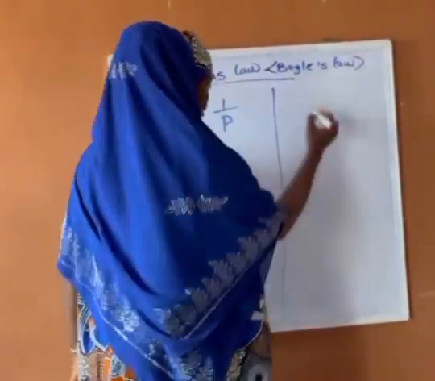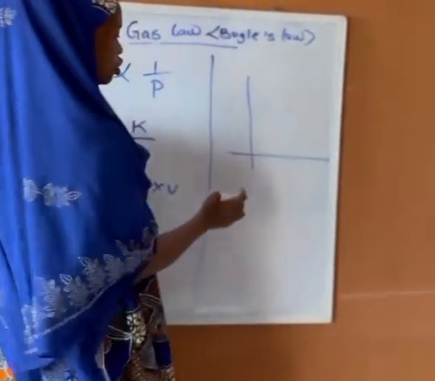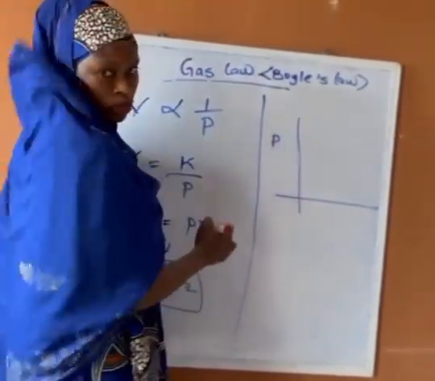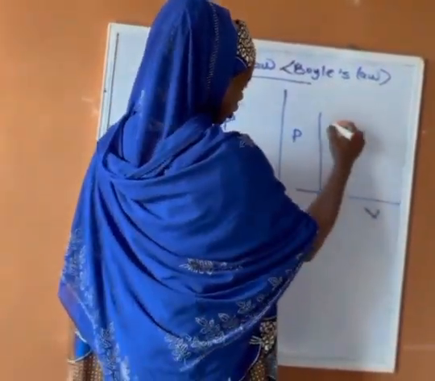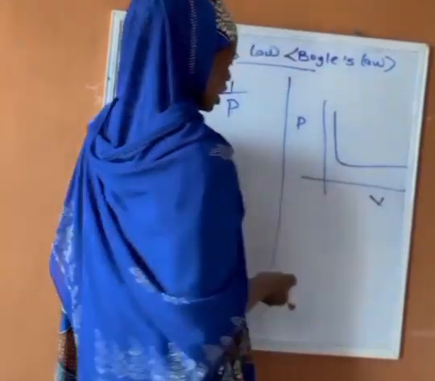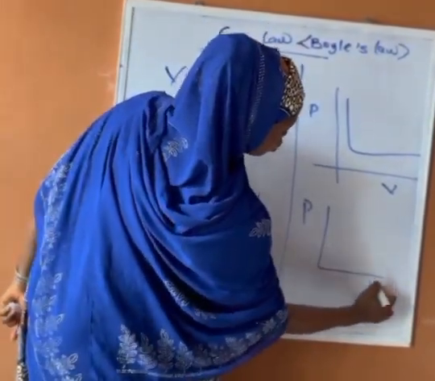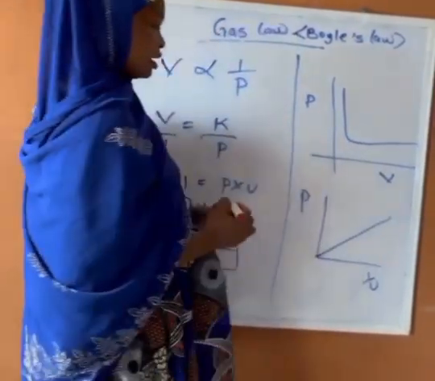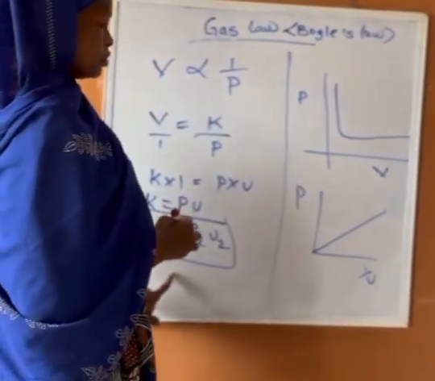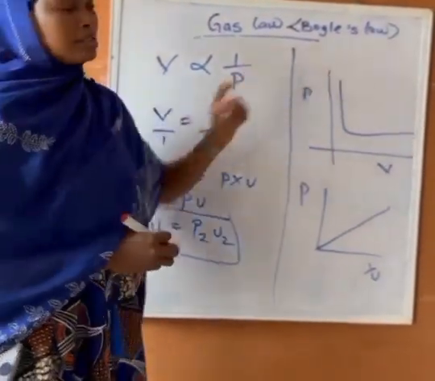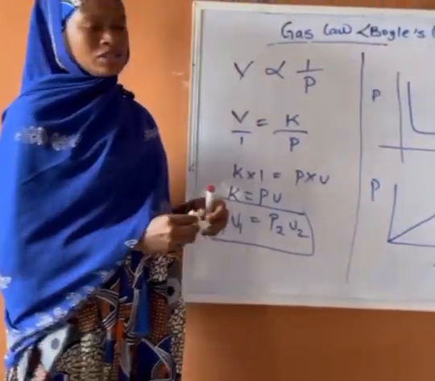And the graphical representation, this is how the graph will look. The graph of pressure against volume will be coming downward. And if it is pressure against 1 over volume, it will be a straight line graph. So this is the mathematical representation of Boyle's law, and this is the graphical representation of Boyle's law.